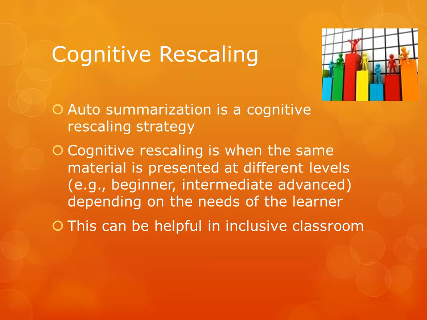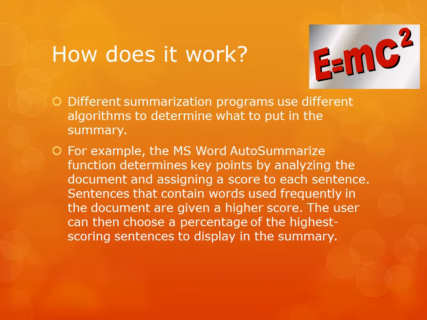Auto-summarization is a cognitive rescaling strategy. So what that means is that the same material is presented at various different levels, for example, beginner, intermediate, and advanced, depending on the needs of the learners in your classroom. This can be really helpful in inclusive classrooms because it allows all the students to see the same material.